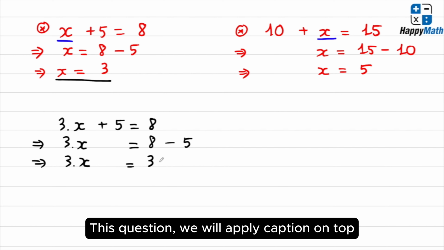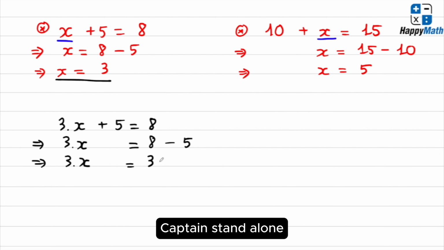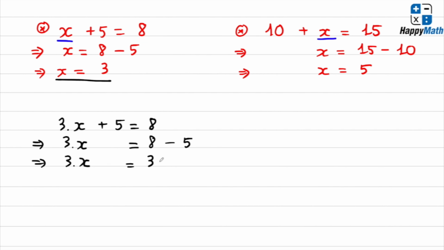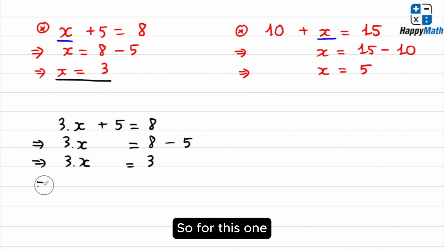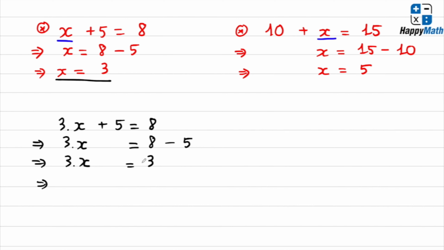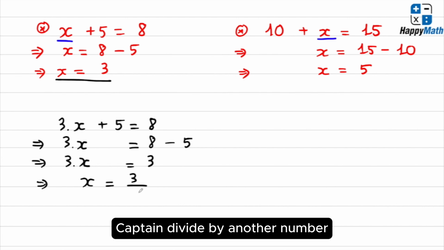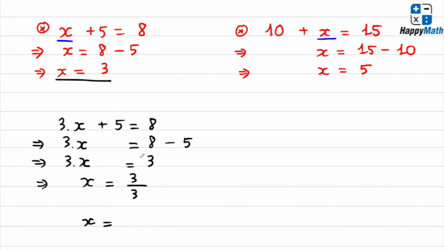This question we will apply the captain on top method. Captain stands alone and captain always is on top. So for this one you have 3 standing alone, 3 is captain. Captain on top, captain divided by another number. And you have here x equal to 3 over 3, which means 1.